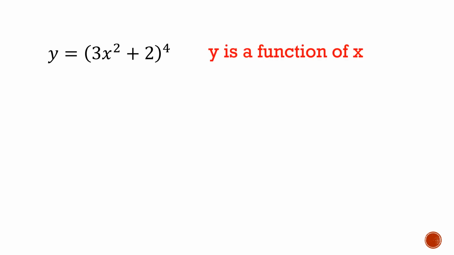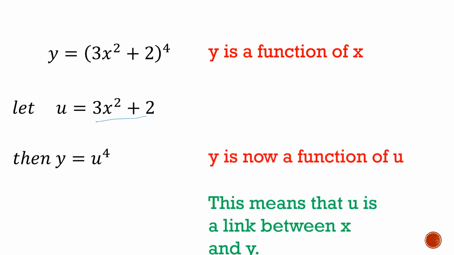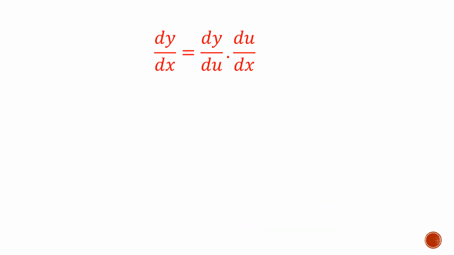So y is a function of x. So let u is equal to 3x squared plus 2. This is what I got. So then y will be equal to u to the power 4. So y is a function of u now. So this means that u is a link between x and y. You need not write all these things. I'm discussing it because we are discussing the problem right now for your understanding. You can directly go ahead and apply this formula: dy over dx is equal to dy over du times du over dx.